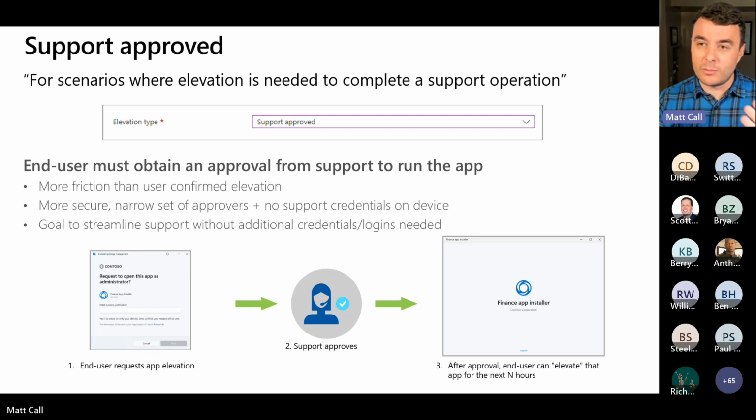What we want you to do is we want the end user to right click on an app and say, hey, I need to run this with elevated access. Support approves it in Intune. And then boom, it just is allowed to elevate right on the device, and no elevated credentials needed from another user, no credential gymnastics across teams, screen shares, or anything like that. So really our goal for support approved.